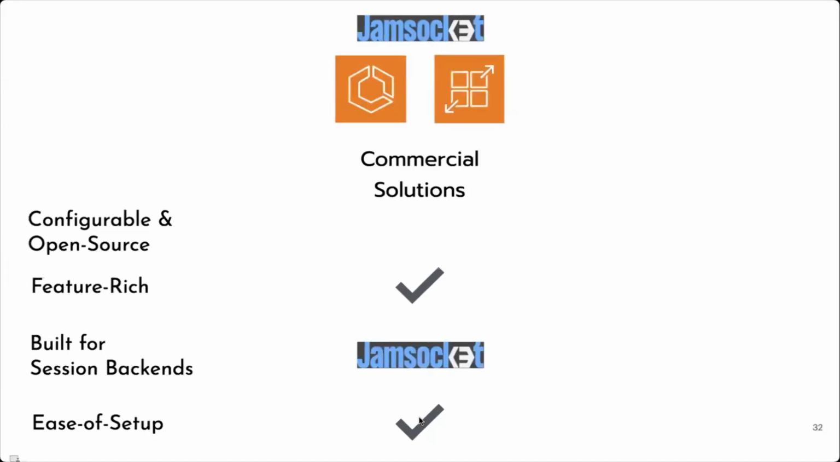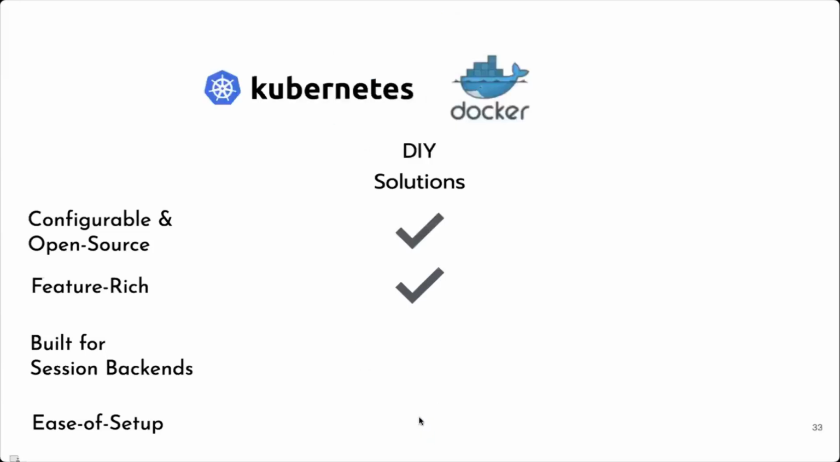In total, the biggest selling point behind commercial options is their ease of setup, freeing you to focus on application development. Each solution has its own robust set of features, but once again, JamSocket is the primary commercial solution built for session backends, allowing them to provide tailor-made support for your session backend needs.